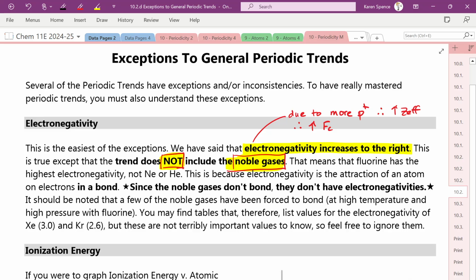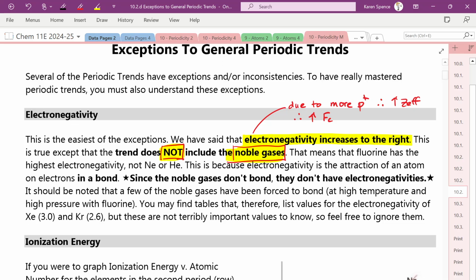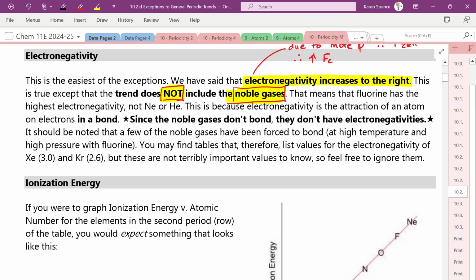Now, to be honest with you, there is some bonding that takes place as you get into xenon and krypton, the lower ones on the periodic table. But there is no bonding with helium. There is no bonding with neon. Okay? So they're definitely not going to be electronegative. So that's it for those.